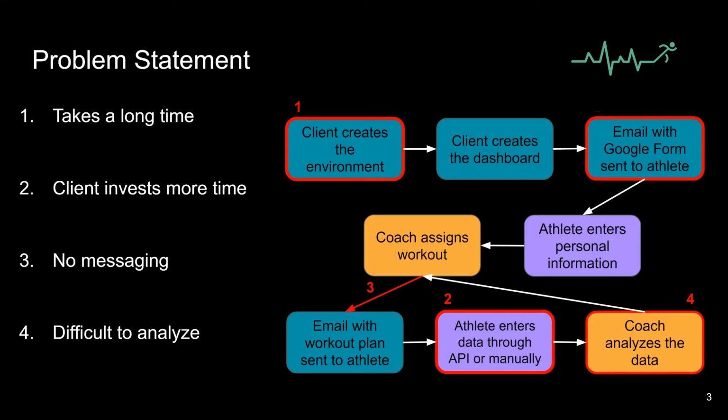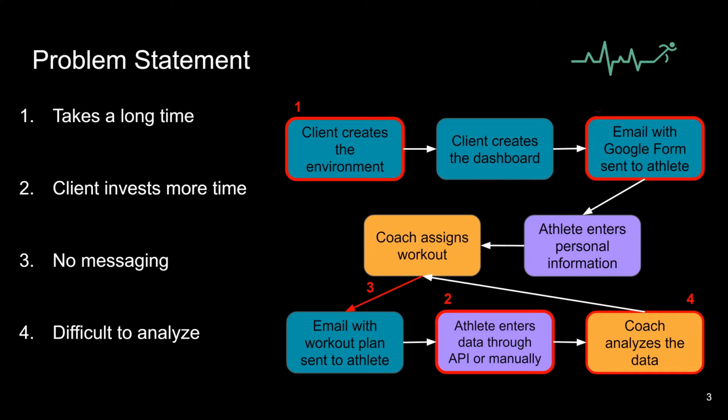And so in this email there's a Google form with all the preliminary information that the coach wants to know of these athletes in order to create the personalized workout for them. And so once the athlete enters all this data, it goes into the Google Sheets, and now the coach can start assigning workouts to each specific athlete. And then once the coach does that, an email is sent to the athlete with their workout plan for the week or 2 weeks, depending on how the coach does it.